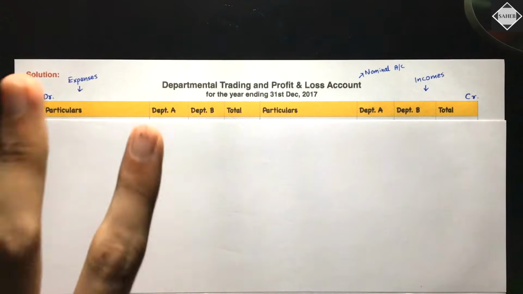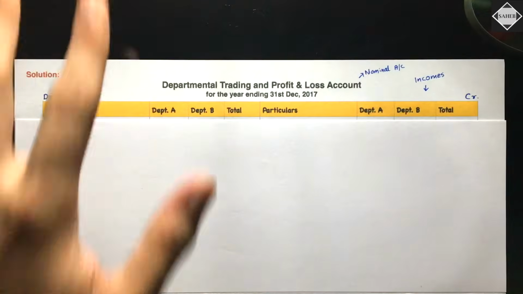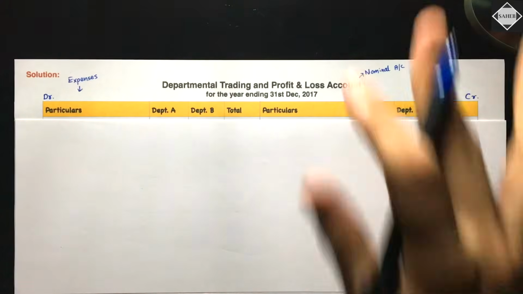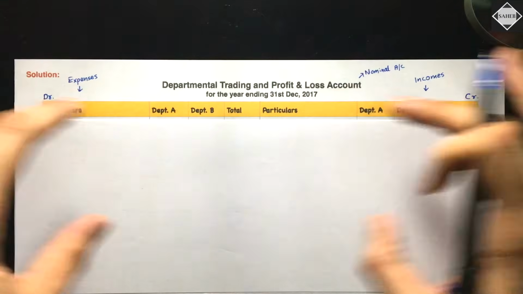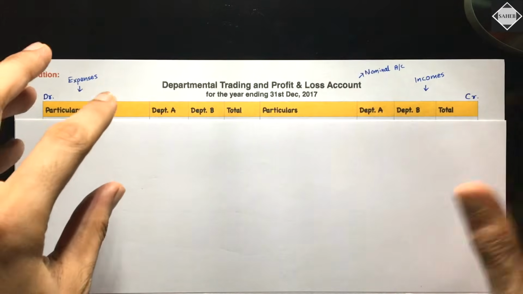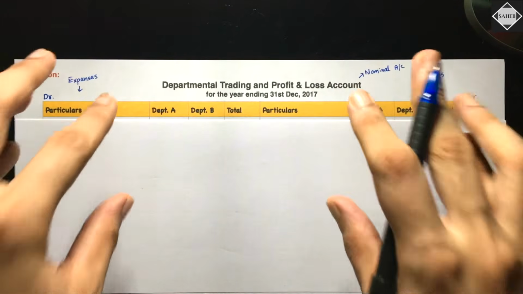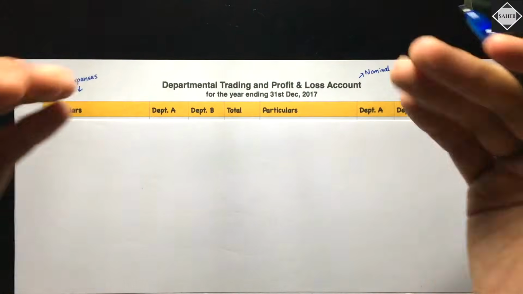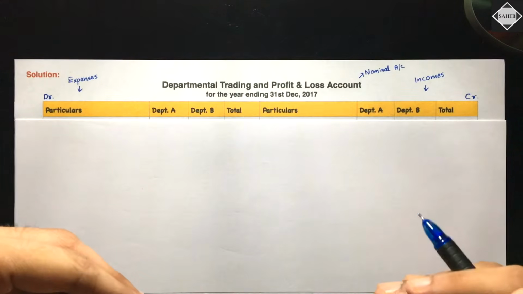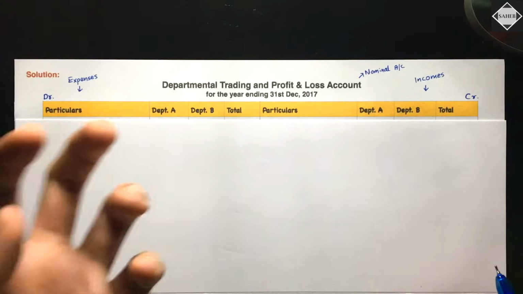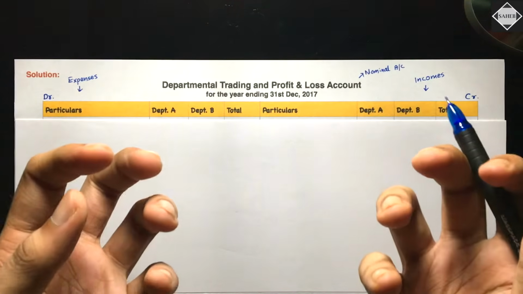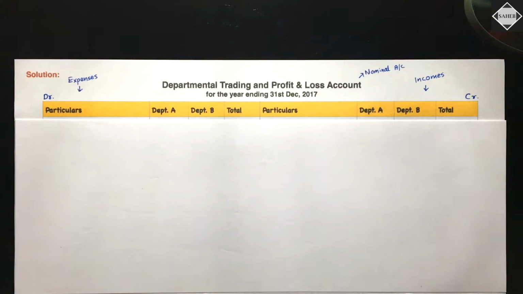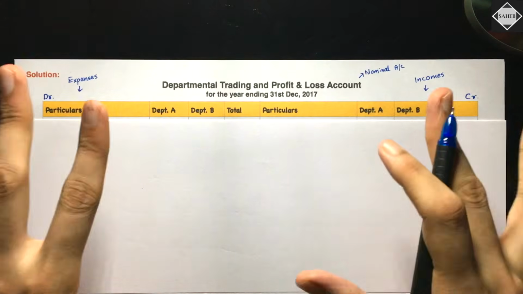So you see, here we have the debit side, here we have the credit side. All expenses will come over here and all incomes will come over here. Isn't it? First we'll prepare the trading account. In trading account, we'll take all direct expenses and direct incomes. Then we'll get the gross profit or gross loss, which we'll take to profit and loss. And in profit and loss, we'll take indirect expenses and indirect incomes. Isn't it? And there we'll get net profit or net loss, which will go and hit the capital account. Okay, fine. So now let's see.